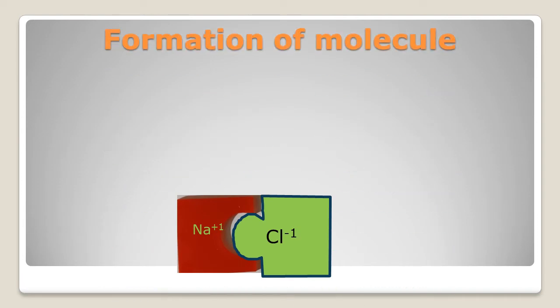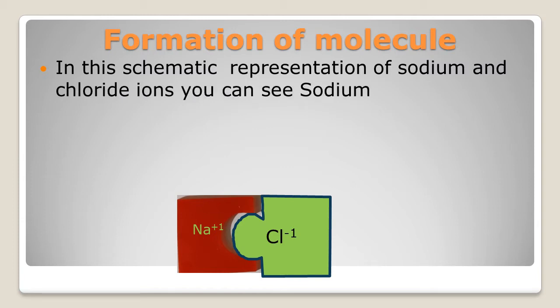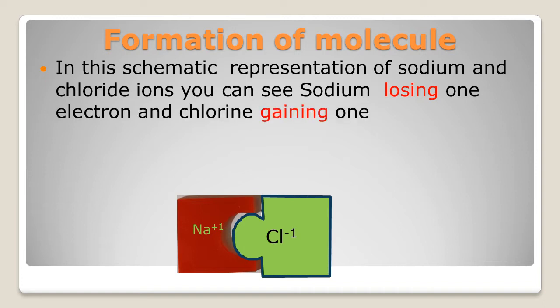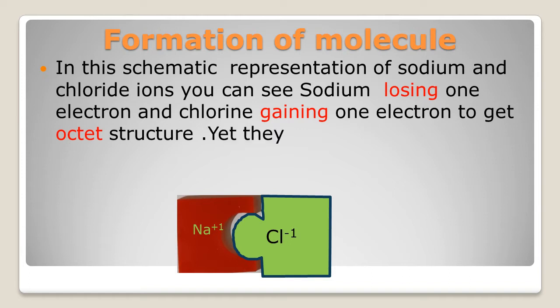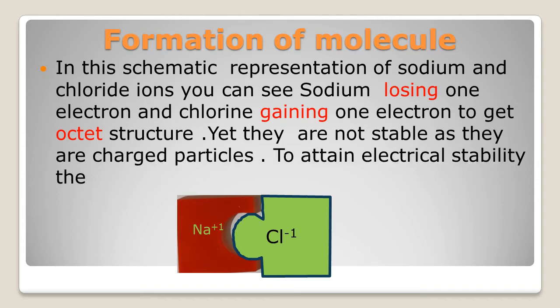Formation of molecule. In this schematic representation of sodium and chloride ions, you can see sodium losing one electron and chlorine gaining one electron to get octet structure. Yet they are not stable as they are charged particles. To attain electrical stability, the ions form a bond.